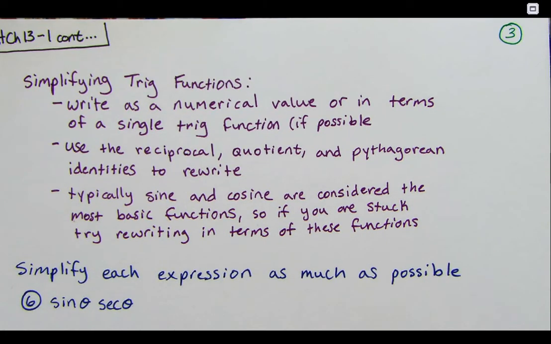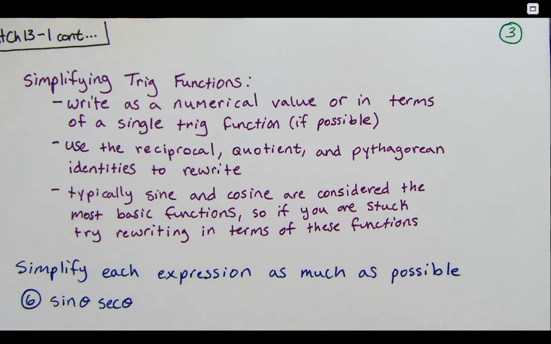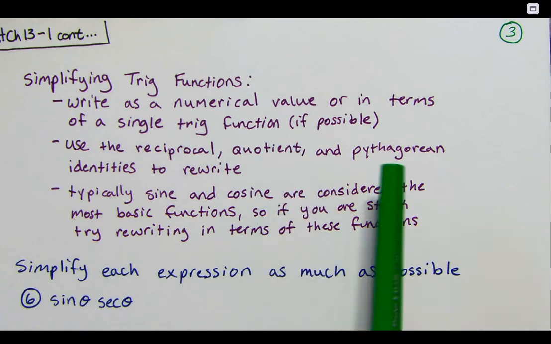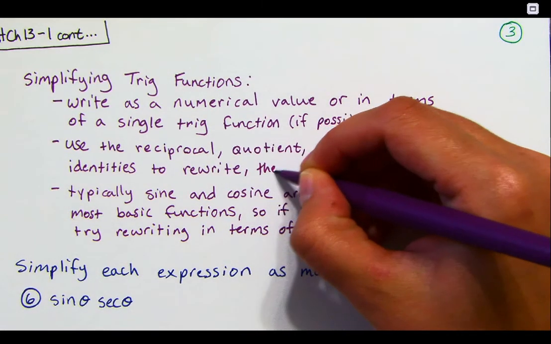Right, the next part of section 1 in chapter 13 is simplifying trig functions, and really we're talking about simplifying expressions. Now when we simplify, we are trying to get it down to either a single trig function or a number. So that's the ideal situation. Sometimes that just won't be possible, but most of the time that's what we are looking for. So we're going to be using the reciprocal, the quotient, and the Pythagorean identities to rewrite and simplify. Let me add that to the notes. To rewrite, then simplify.